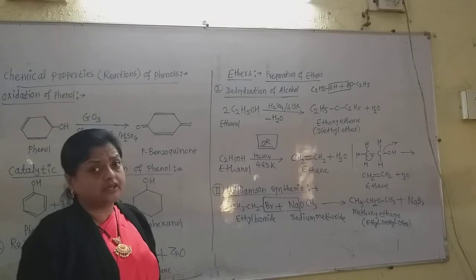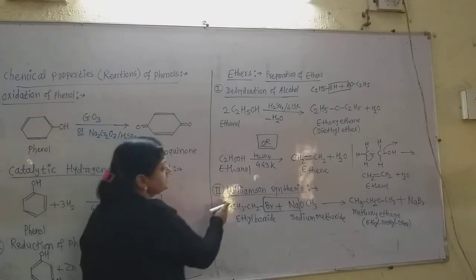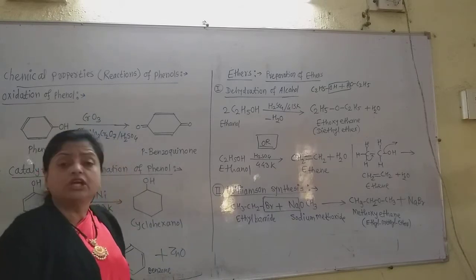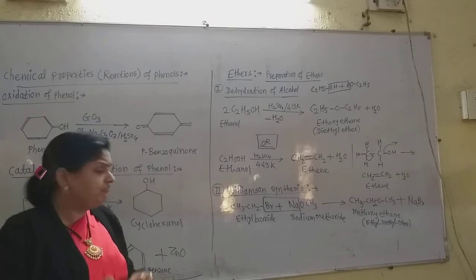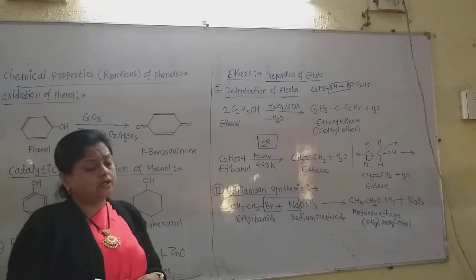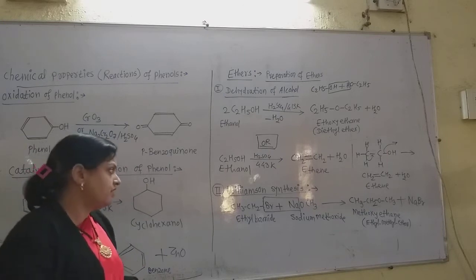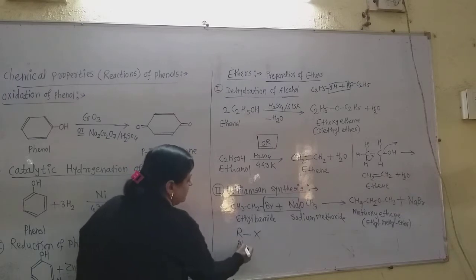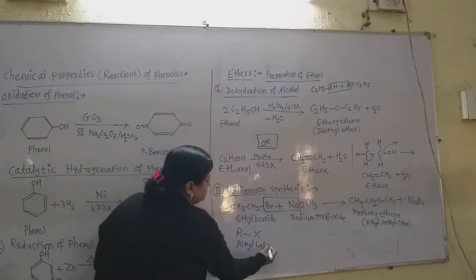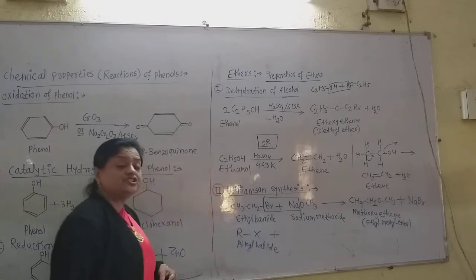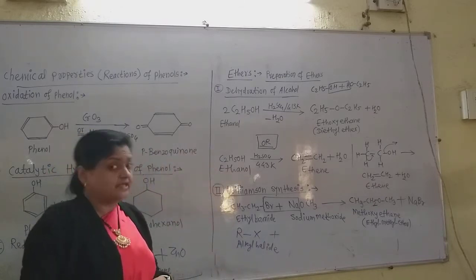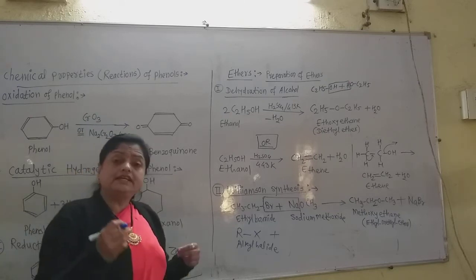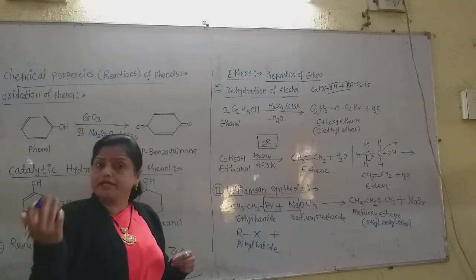In this way we can prepare any symmetrical ether by using this method, but the condition is that the temperature must be about 413 Kelvin. Now the next reaction is the Williamson synthesis. The next preparation method of ether is the Williamson synthesis. In Williamson synthesis, two different reactants are used. One is the alkyl halide. Suppose RX, the alkyl halide. This alkyl halide reacts with the sodium alkoxide.